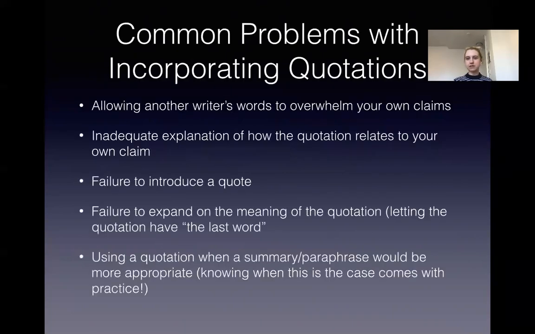Here are some common problems that I see students run into when they're using sources in their writing. Allowing another writer's words to overwhelm your own claims. By this I mean not giving enough context to the quotation that you use, and rather allowing the quotation to take control over the paragraph. Remember that quotations are supposed to be working for you. You're not supposed to be working for the quotations. So your quotation really needs to be embedded in your own writing in such a way that your voice still takes center stage.